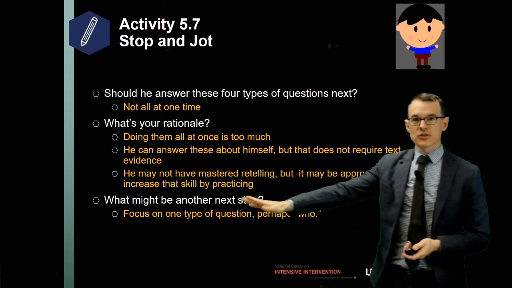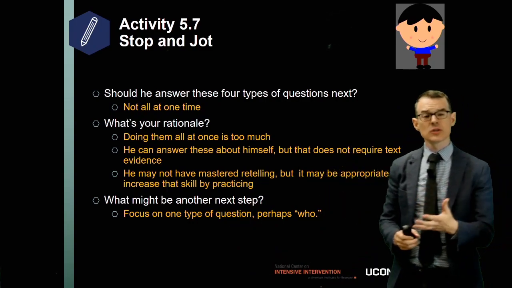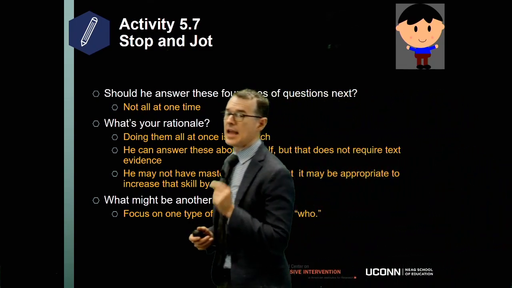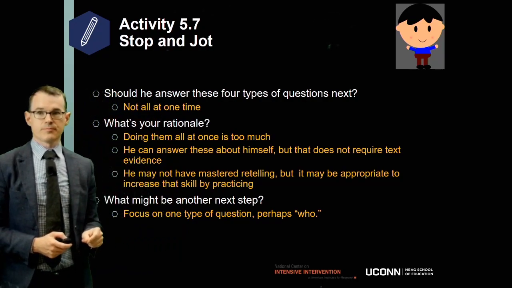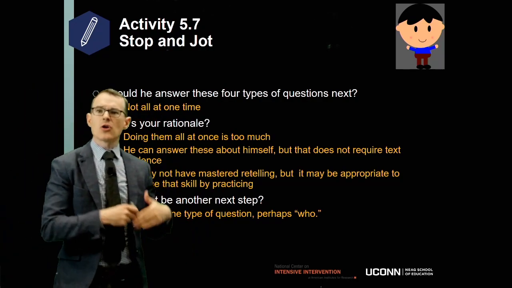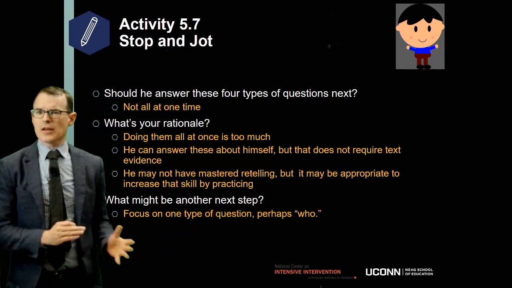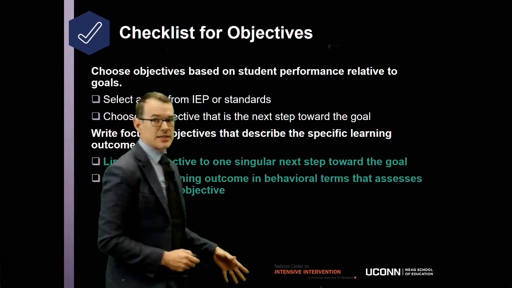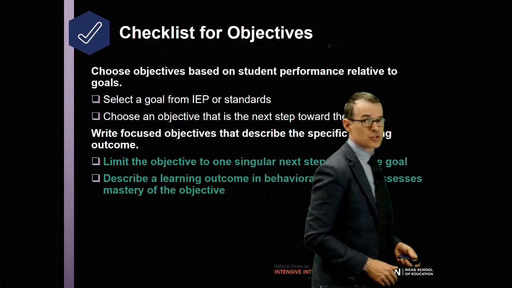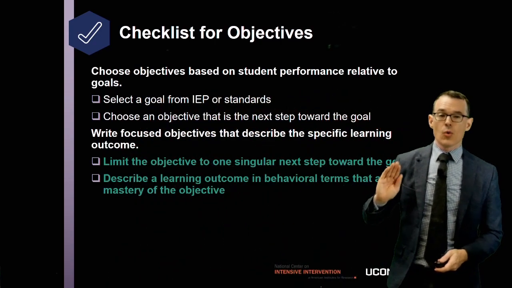So my suggestion would be to start with the who questions because who is very easy to identify in text and to focus on that in the lesson. So that would be the focus of the objective. So now that we figured out what the focus of the objective is going to be, now we actually have to design it. We have to write the focus objective that describes the specific learning outcome we have.